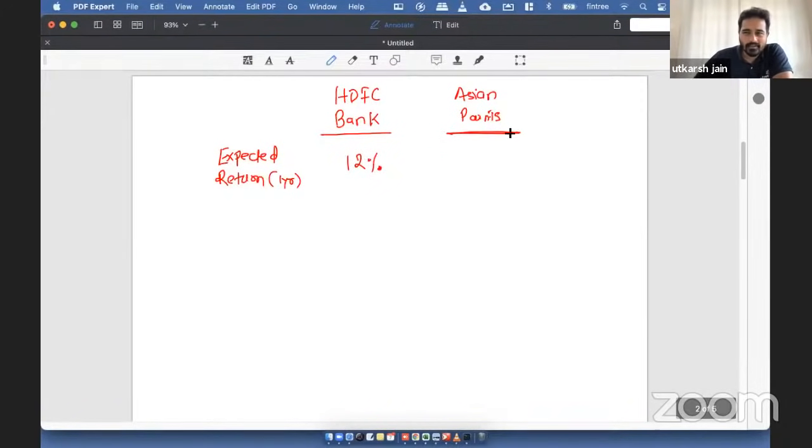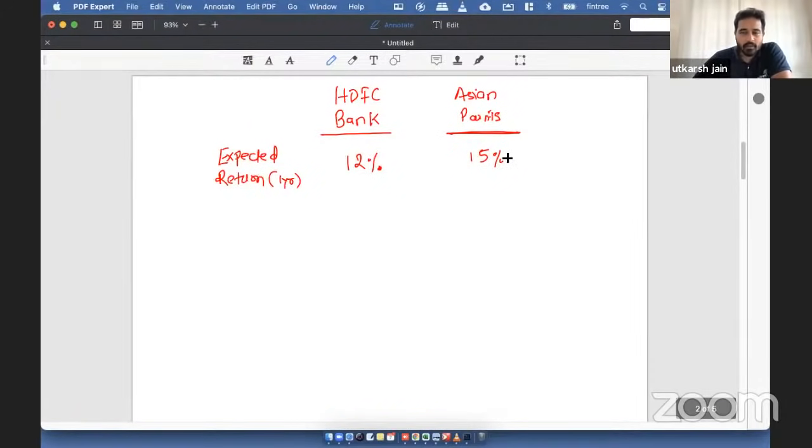And Asian Paints, because we're seeing the realty space kind of picking up. So maybe we might have a good year this year, maybe. So let's say 15 or 18%. So I'm going to keep it at 15. So HDFC Bank 12, Asian Paints 15.